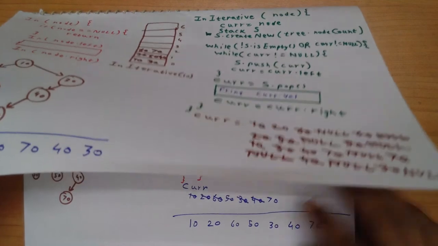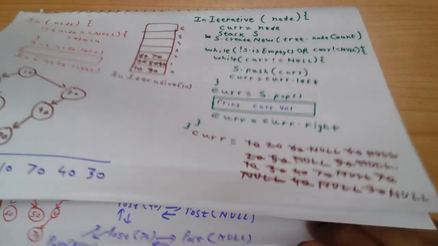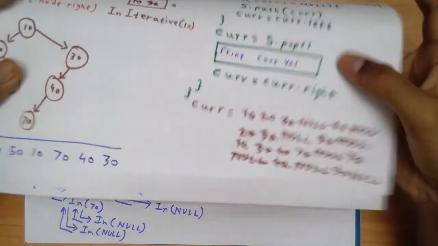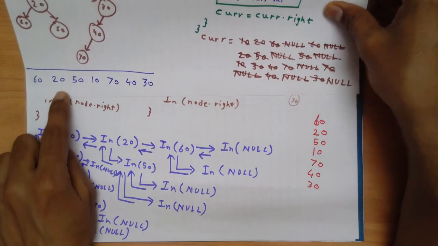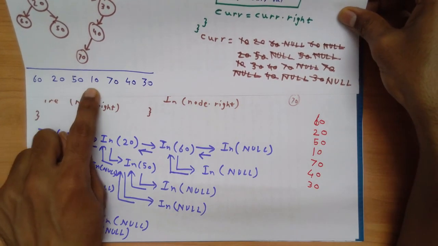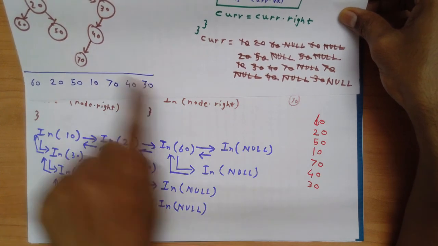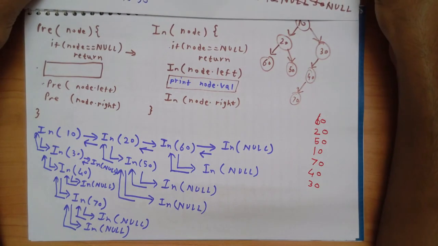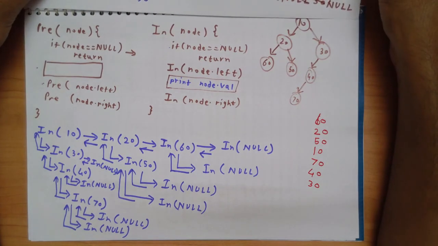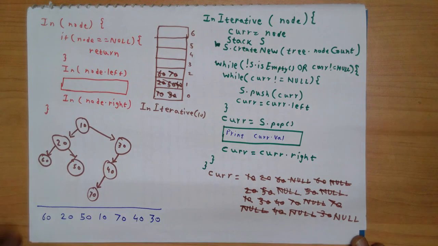and we can check if we get the same output as the recursive in-order traversal. In the case of recursive in-order traversal, our output was 60, 20, 50, 10, 70, 40, 30. So we get identical output as compared to the recursive in-order traversal. So yes, our output should be exactly the same because we are still doing the in-order traversal, but we have a different logic.